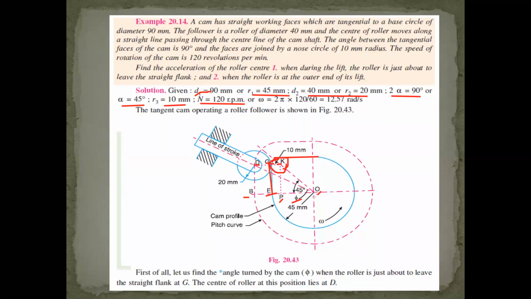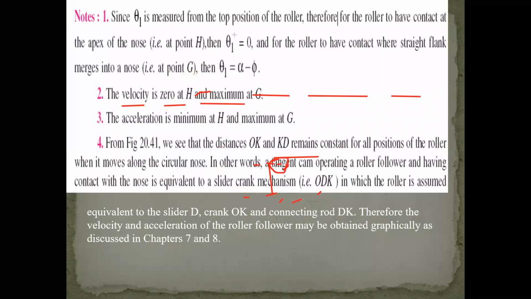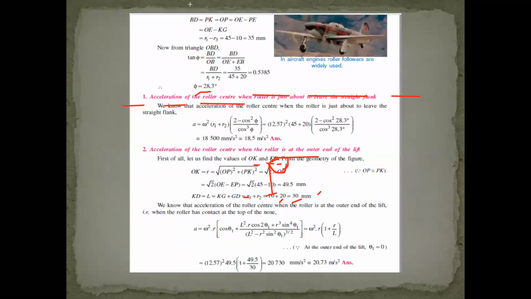PK equals OP, and OP is also written as OE minus P. OE minus P is similar to KG. OE is the already known value, R1, minus KG, which is our R3. So that is our nose circle radius R1 minus R3.